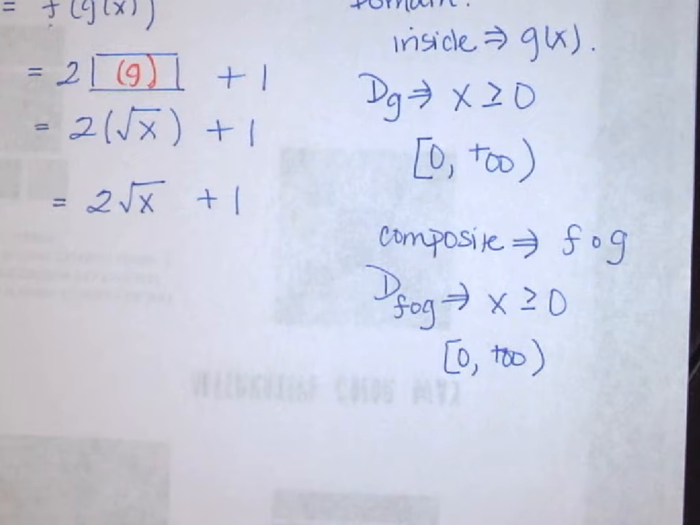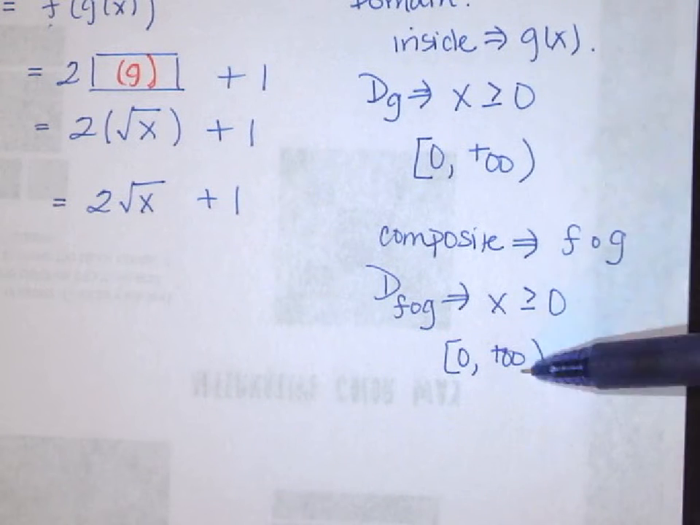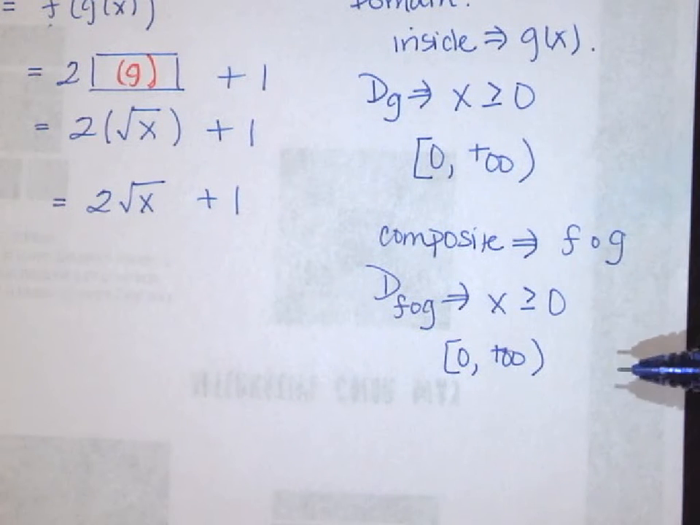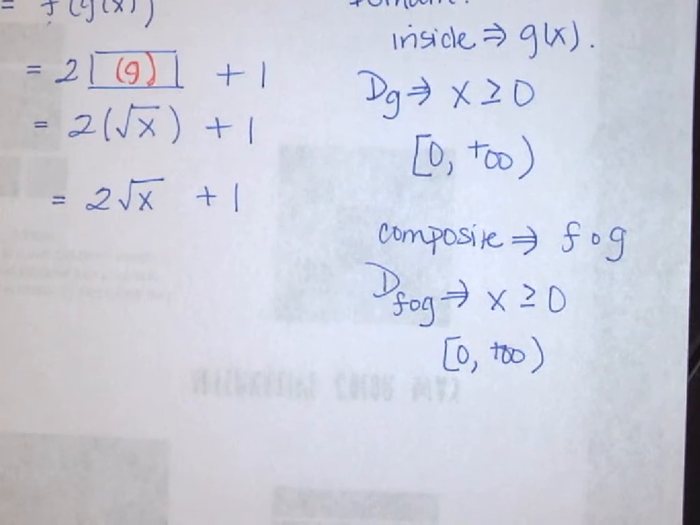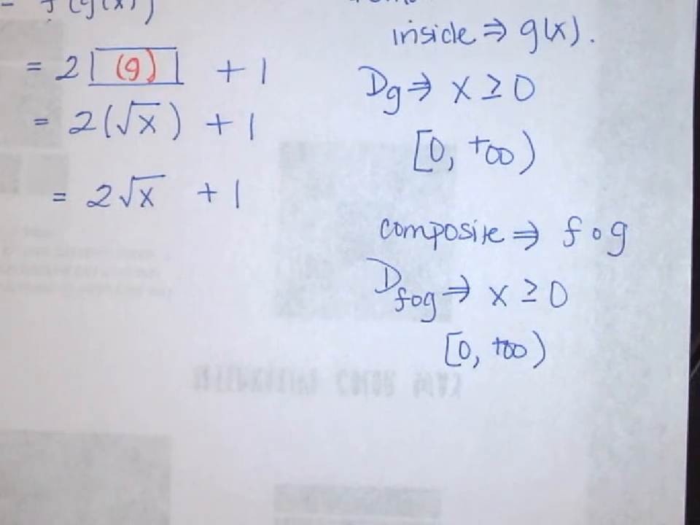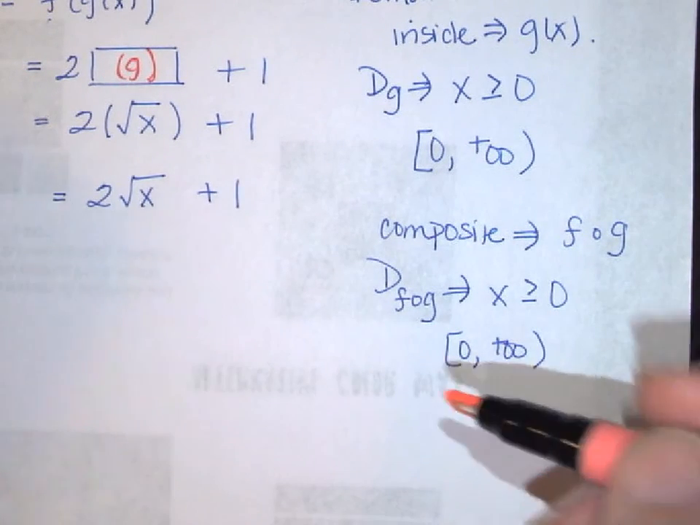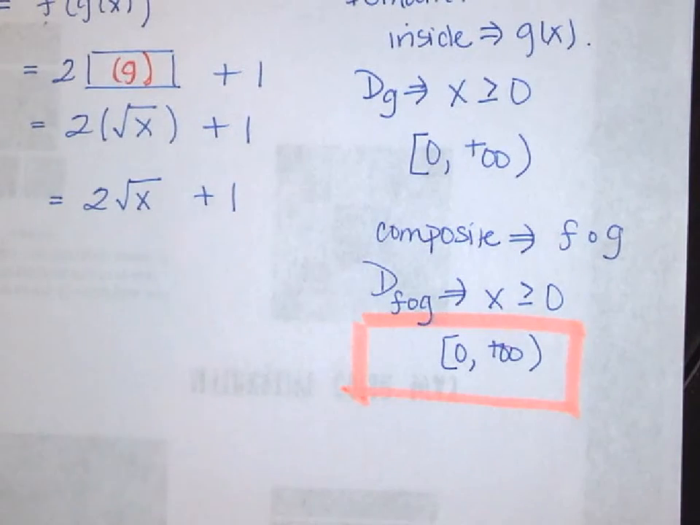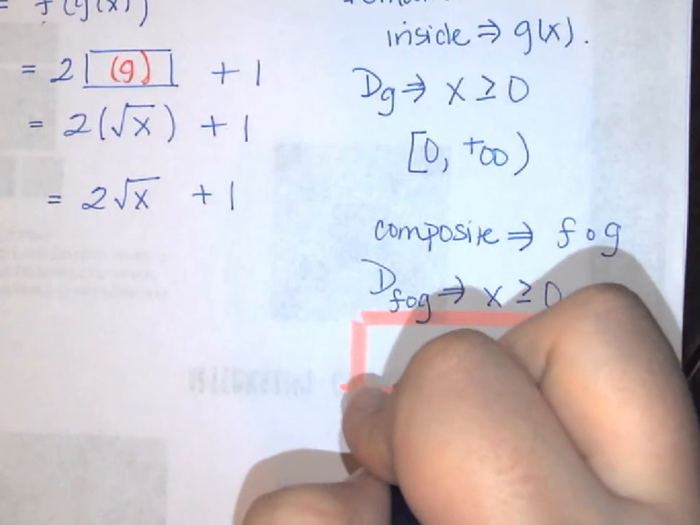So the overall domain is essentially taking both of them into consideration. Well, in this case, they're the same domain. Therefore, the actual domain of my composition is going to be just as you see it. We are looking specifically at this piece where we're going from 0 to positive infinity, and that is the actual domain, or the overall domain. Okay?